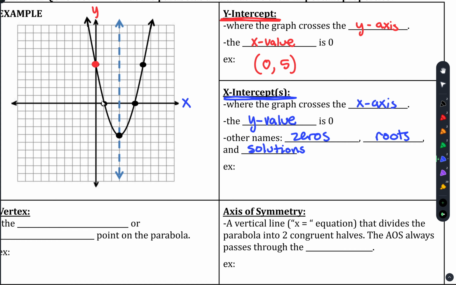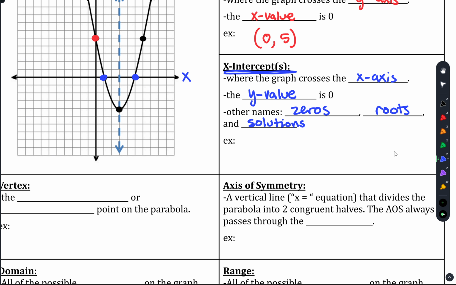And in this example, I have 2 of them. You can see where they cross that x-axis right there. So sometimes they write them out as just like numbers. I want us to write them out as coordinate pairs. So again, the y value is 0. So the first one is (1, 0), and the second one is (5, 0). But you might just see them as like 1, 5, something like that.